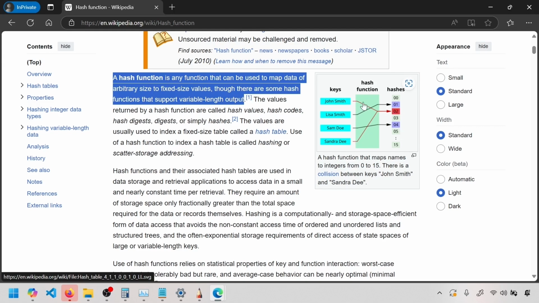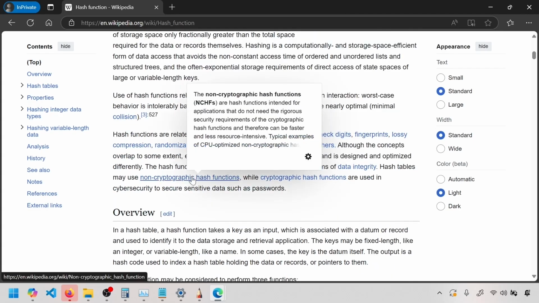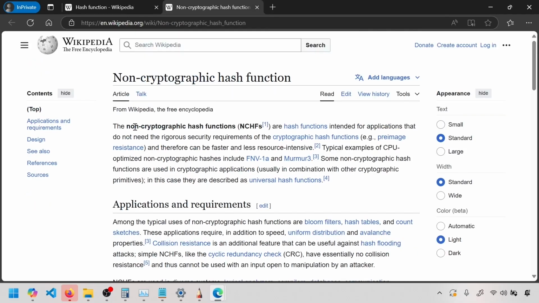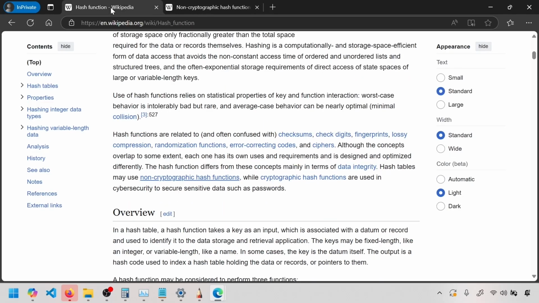And there is this collision right here. The red one is a collision. So John Smith and Chandra D, they have a collision at 2. So that is a hash collision, which is not good. Non-cryptographic hash functions are very useful. They cannot be used for cryptographic reasons, but they are useful for other purposes. So if you want, you can open it up. Like we discussed, the rigorous security requirement is not required. They are used for other purposes. MD5, I would say, is non-cryptographic. It was used for cryptography before, but not anymore.